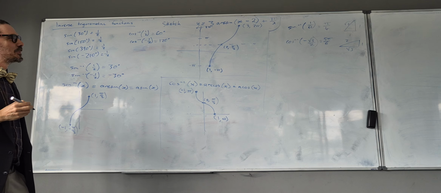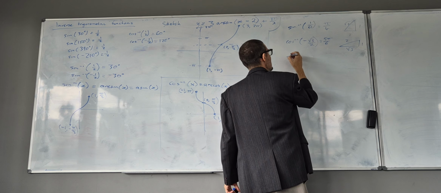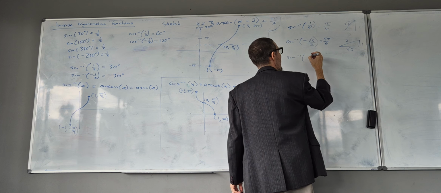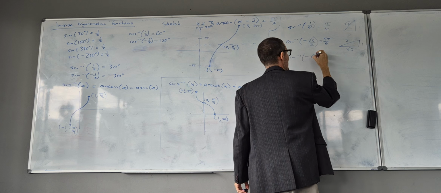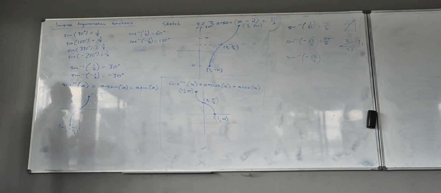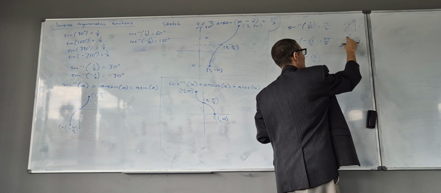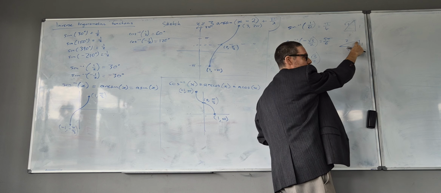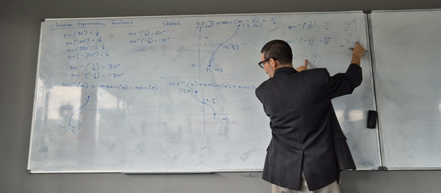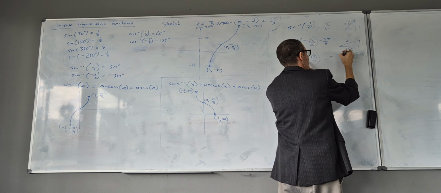What is sine to the minus 1 of, let's do the same, negative root 3 on 2? Root 3 on 2 is going to be pi on 3, but it's negative. I want the fourth quadrant. Negative pi on 3.